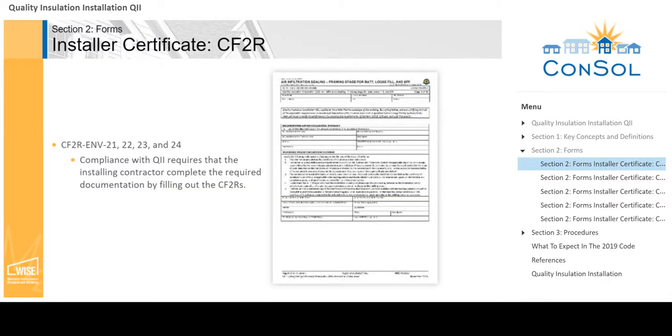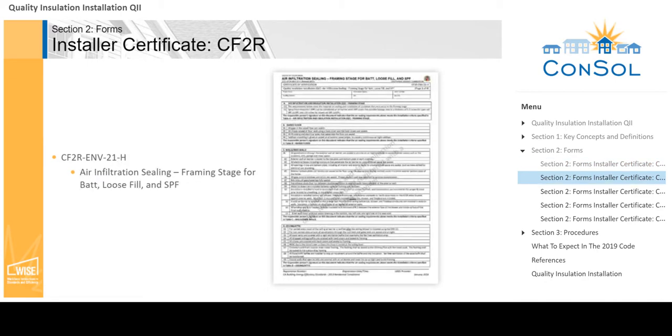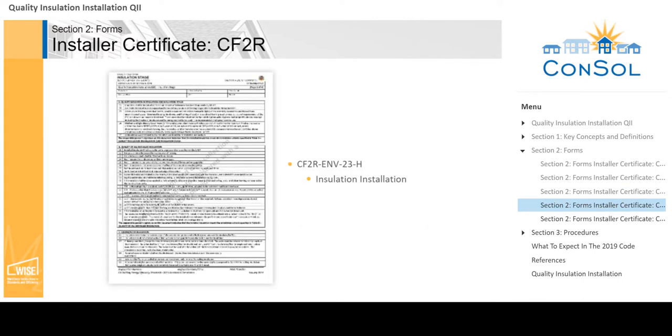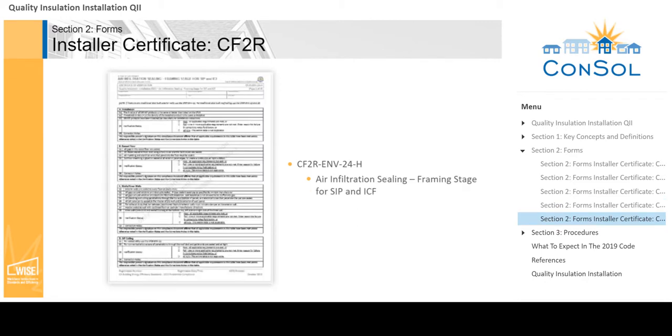Compliance with QII requires that the installing contractor complete the required documentation by filling out the Certificates of Installation, or CF2Rs. The CF2R ENV21 covers air infiltration sealing at the framing stage for Batt, loose fill, and SPF insulation. The CF2R ENV22 covers the air infiltration sealing of the ceiling and roof. The CF2R ENV23 covers all insulation installation. And the CF2R ENV24 covers air infiltration sealing at the framing stage for SIPs and ICF construction.